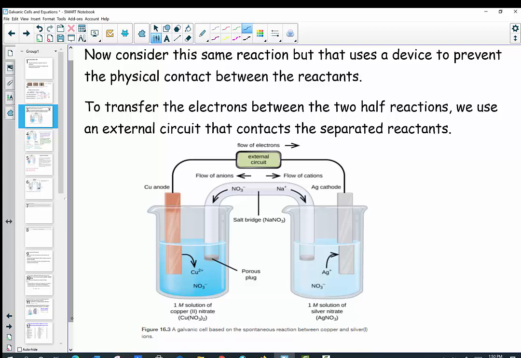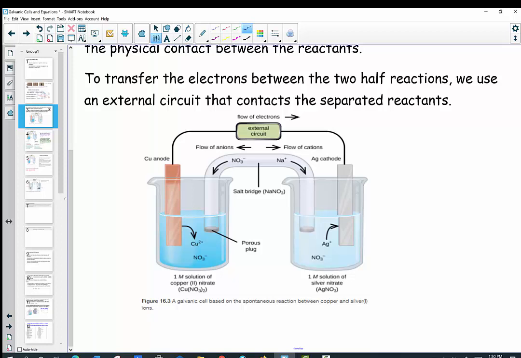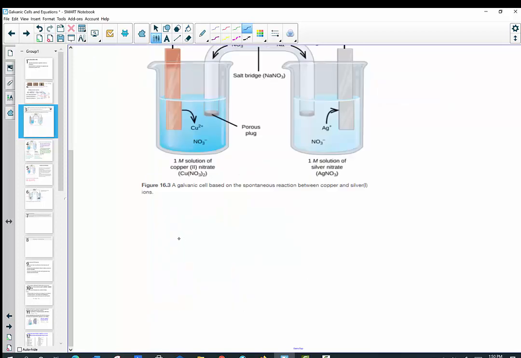I know that you're going to be asked to draw one of these. We're going to go through the same process together here and draw it. In one half reaction, which is just a beaker filled with a solution and an electrode placed in it. An electrode will either be a cathode or an anode depending upon the reaction.